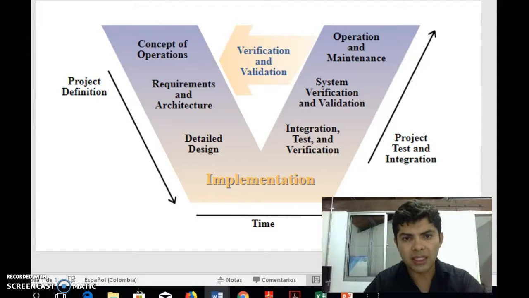It describes the activities and results that occur during software development. It provides a guide for planning and carrying out the objectives that are intended to be achieved during the execution of the project. The V method is a graphic representation of the life cycle of development of the system.